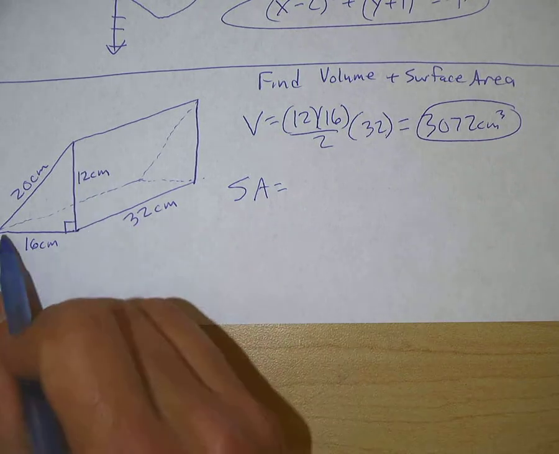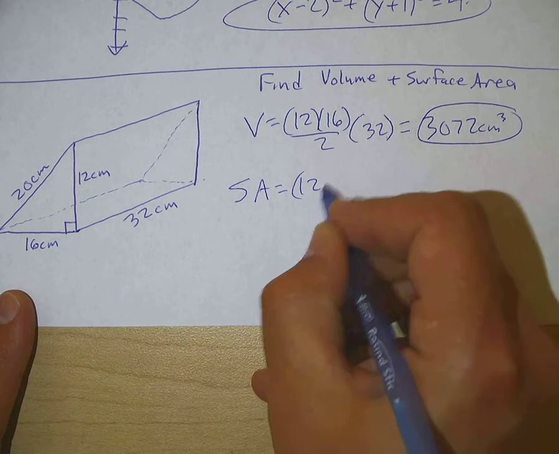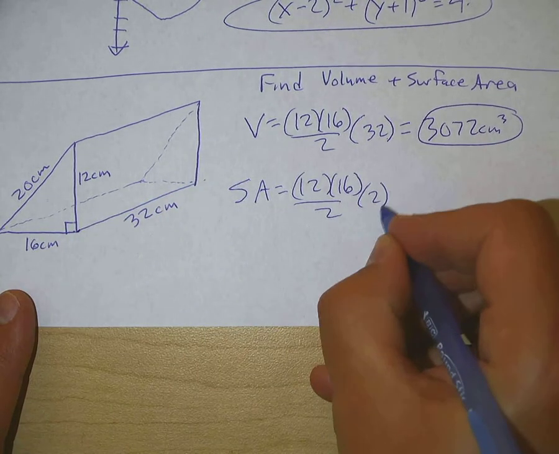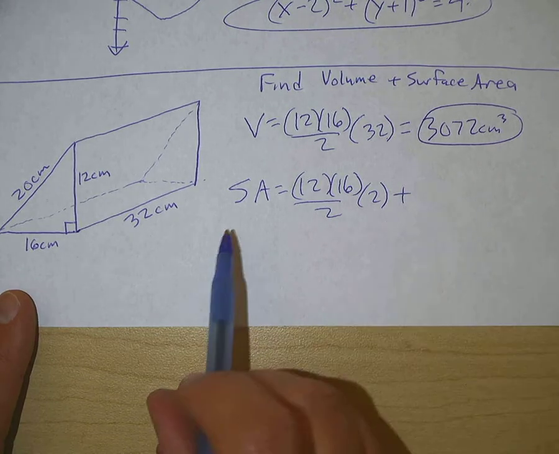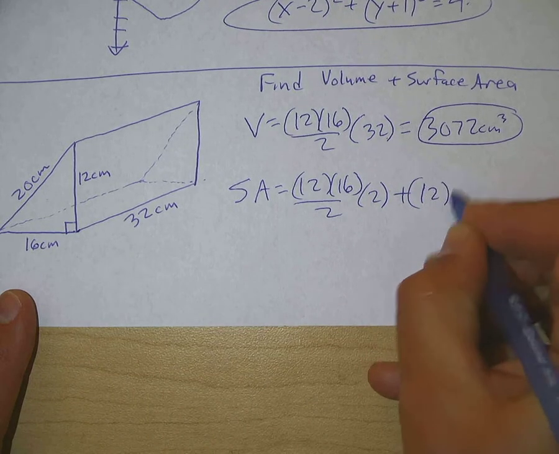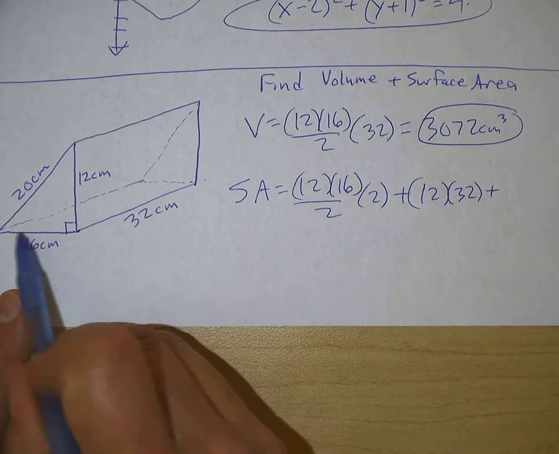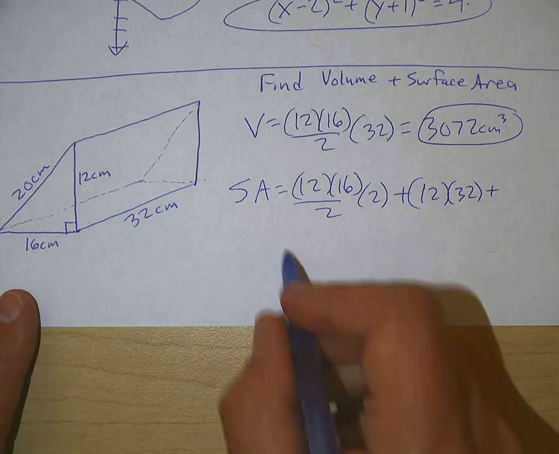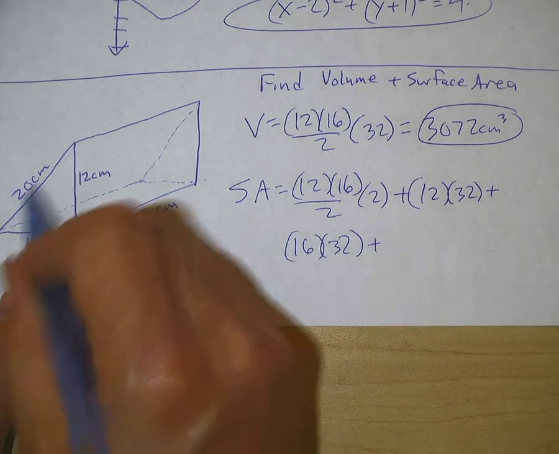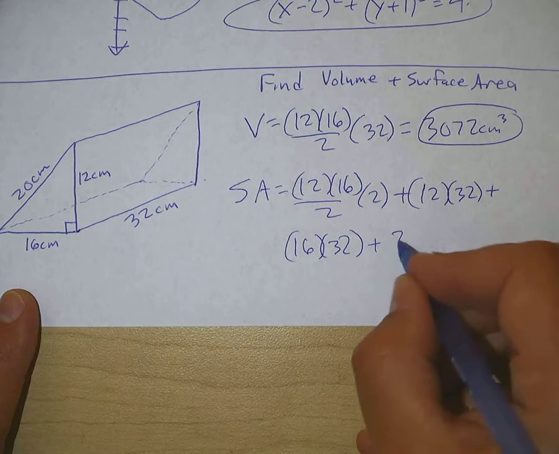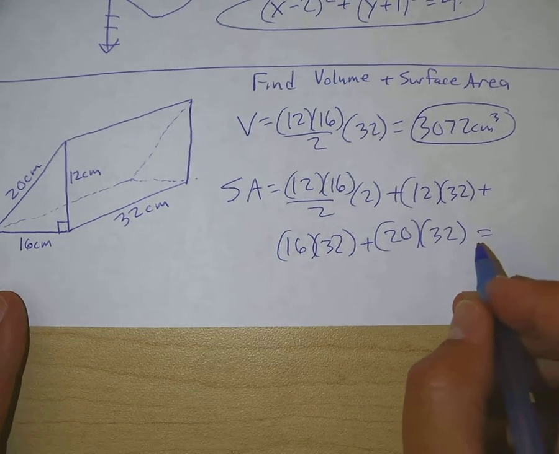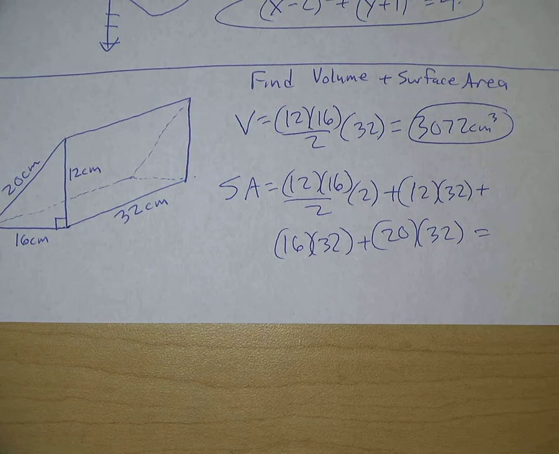So let's get the area of this triangle again: 12 times 16 divided by 2. But there are 2 triangles, so I multiply that by 2. Then I add on the area of the rectangles. This rectangle is 12 times 32, plus the rectangle at the bottom is 16 times 32, plus this rectangle here is 20 times 32. Notice they're all being multiplied by this height. So I add up all of those to get my surface area.